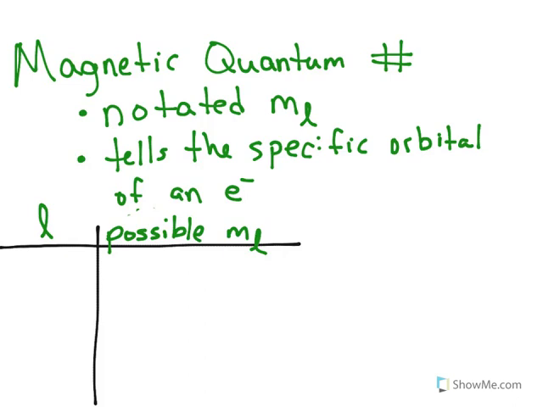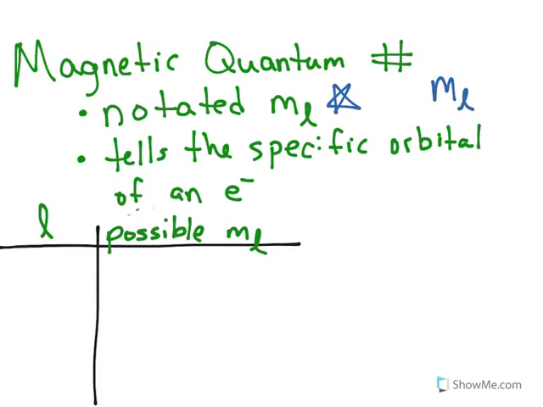Now, the third number is the magnetic quantum number, and it's this one that often hangs people up because in our applications, it's arbitrary. It oftentimes doesn't matter what our magnetic quantum number is, and I'll explain that. But the magnetic quantum number is notated by M sub L. That's M with that cursive L as a subscript, M sub L.